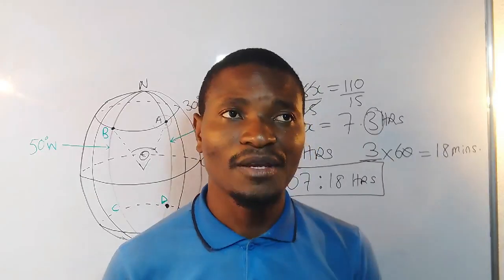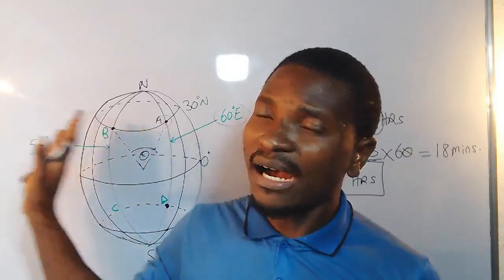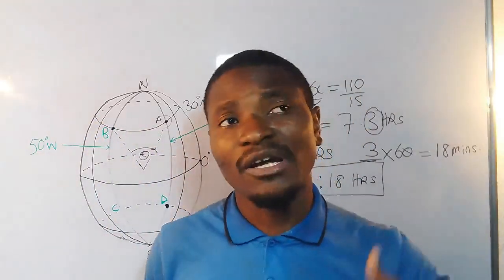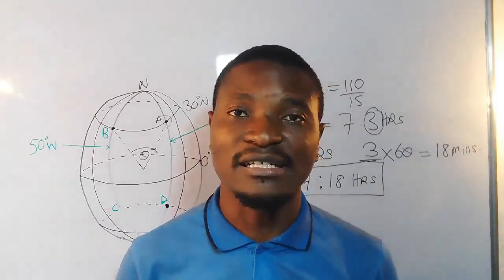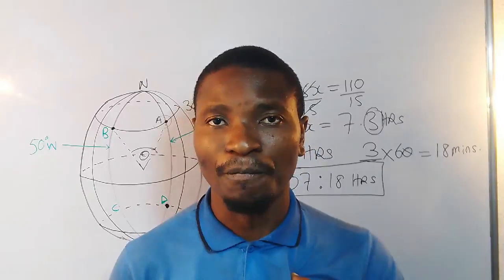So therefore, all you have to do is that for any country or any point on the western part, whenever we are trying to find time from that point, we need to subtract that time from the given time, or the time that we know.